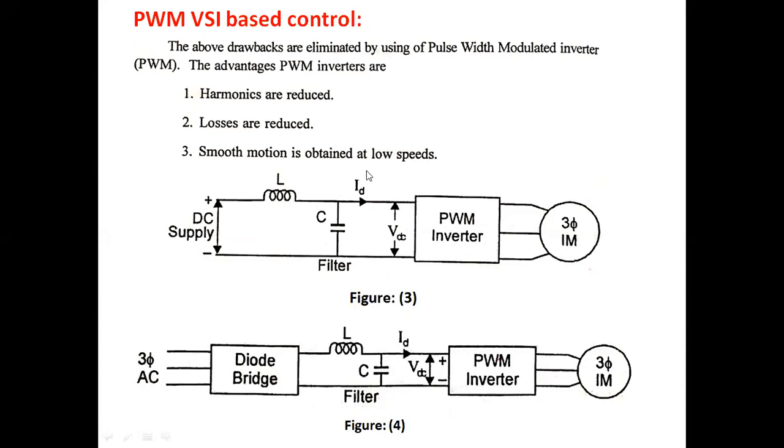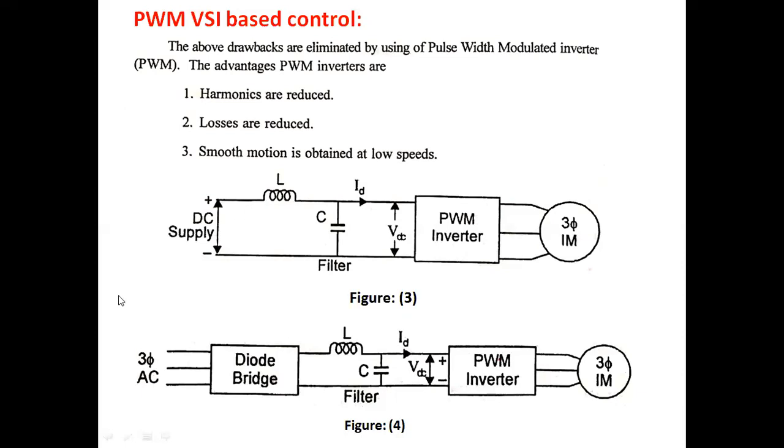And it also gives smooth motion at low speeds, because low speed operation will give some disturbed operation for the 6-step inverter. So here smooth control is there at low speed operation of the induction motor using the PWM inverter.